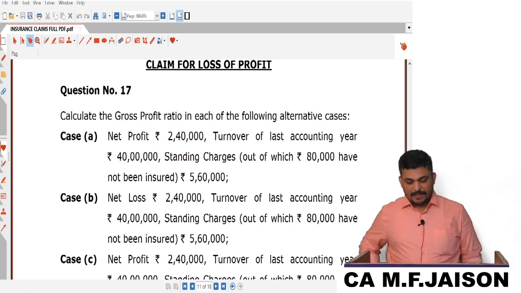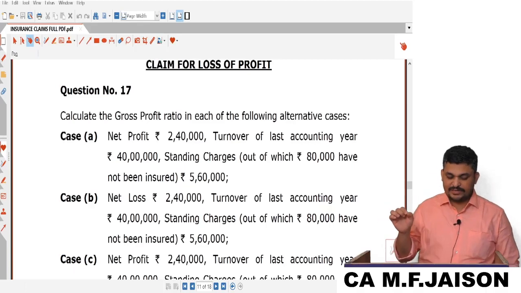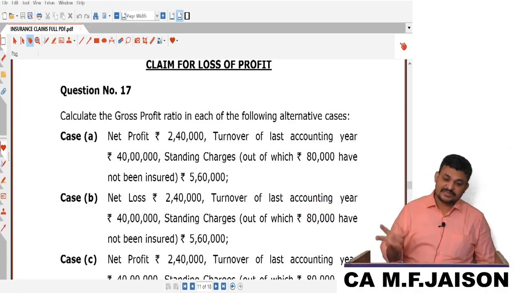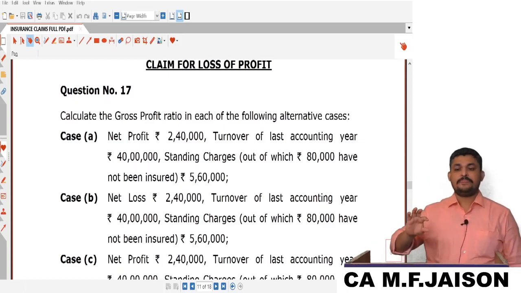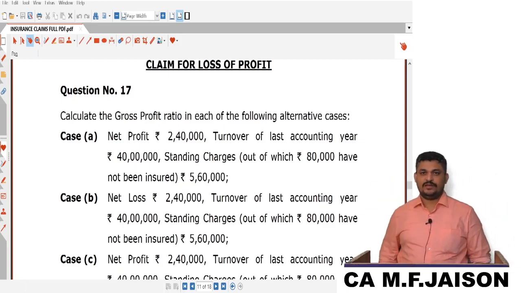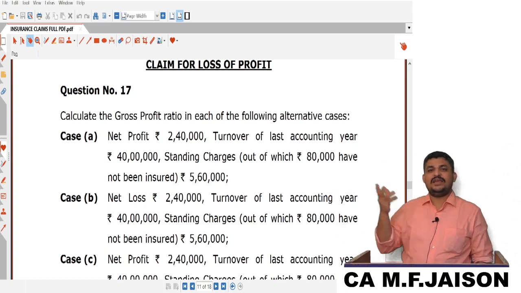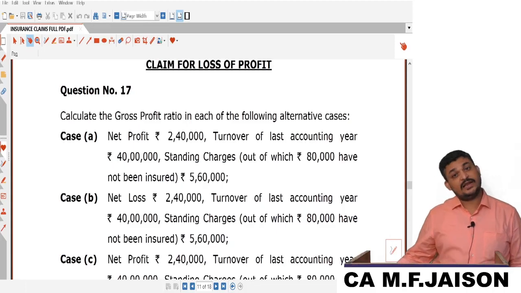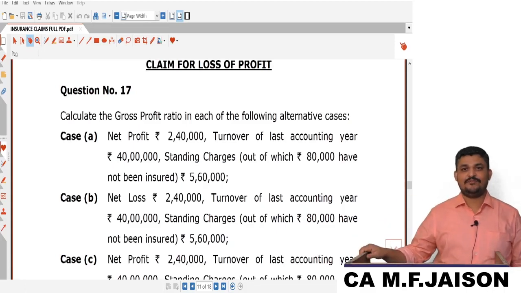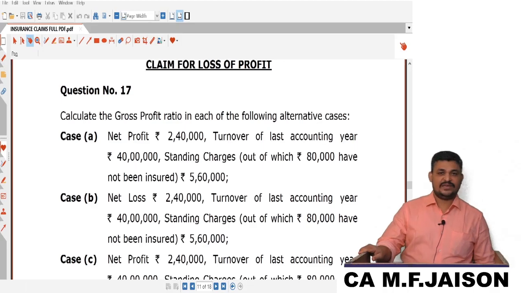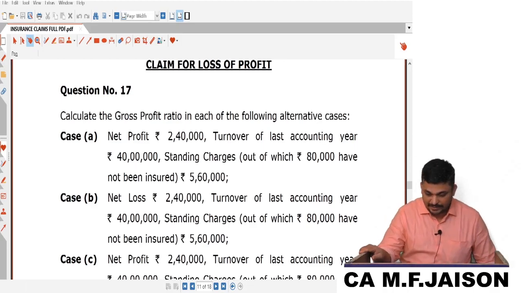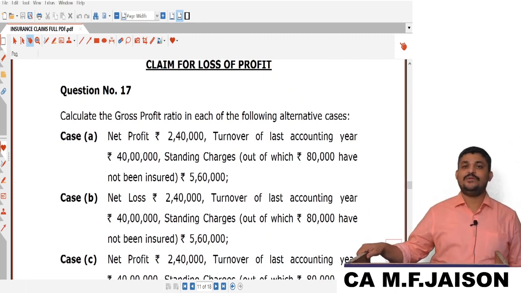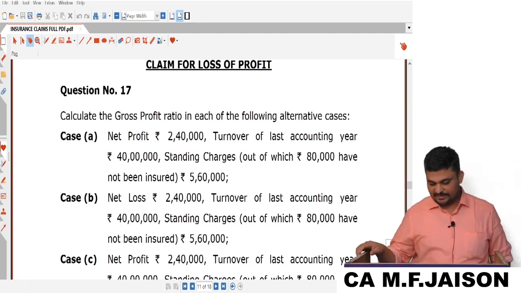Standing charges are 5,60,000, out of which 80,000 have not been insured, which means total standing charges are 5,60,000. Either the policy they have not accepted or we have not communicated, so 80,000 is uninsured. Total expenditure is 5,60,000, uninsured is 80,000, and the remaining is fully insured. So how much? 4,80,000. That is how you should understand.